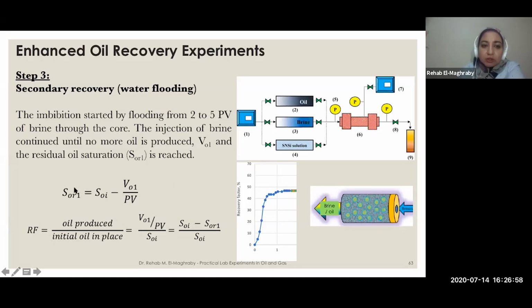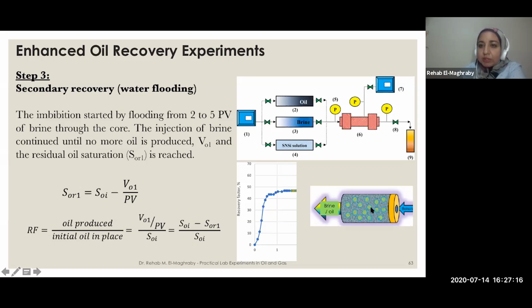So what you want here is to calculate the residual oil saturation, and you can calculate also the recovery factor, which is the amount of oil produced divided by the initial oil in place. So the amount of oil produced here, you will continue until no more oil is produced. Okay, so this is the step.